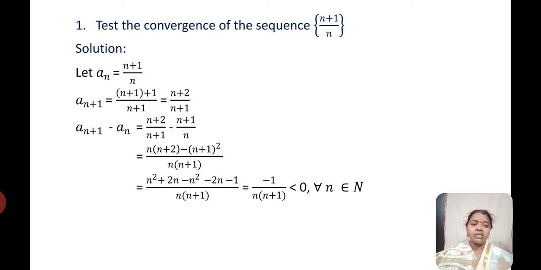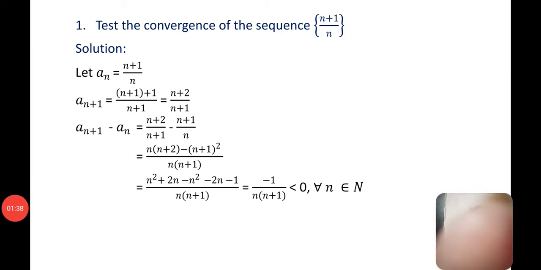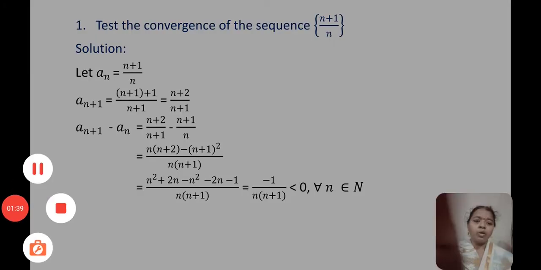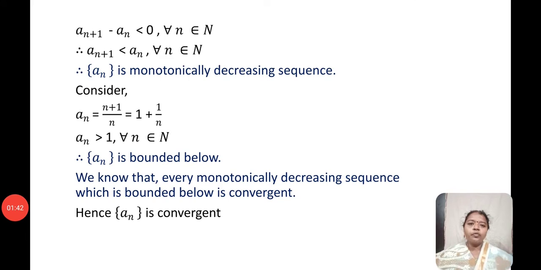This is less than 0 for all n belongs to n. So we have got an plus 1 minus an is less than 0 for all n belongs to n, or an plus 1 is less than an. This is nothing but the definition of monotonically decreasing sequence.